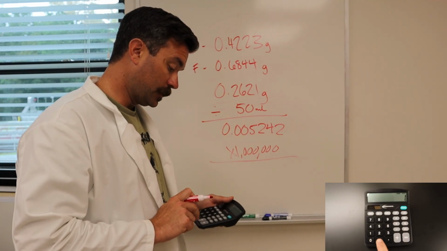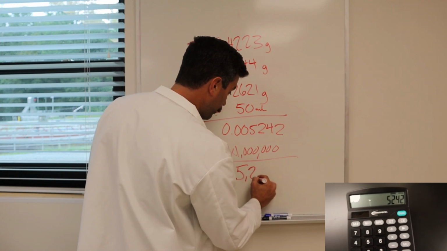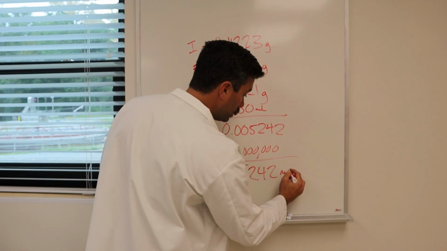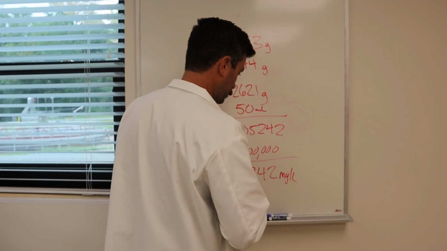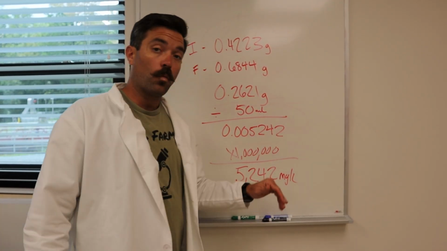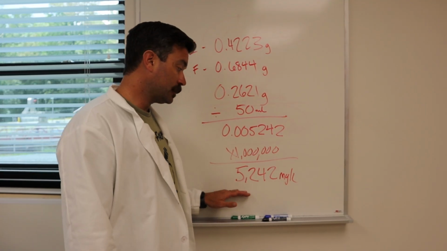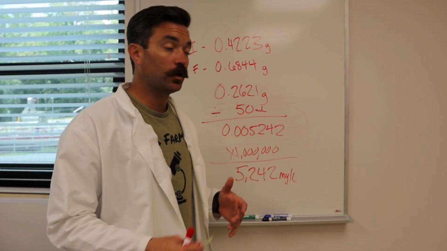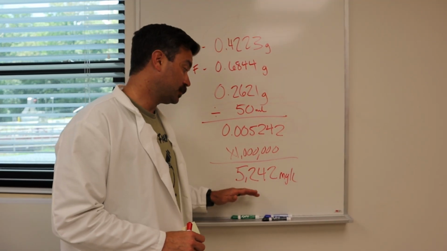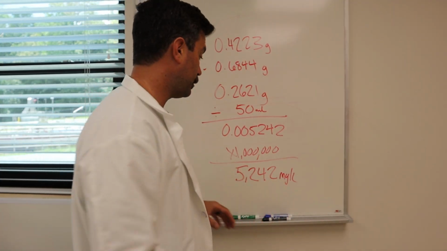And that's going to give us 5,242. Once you have multiplied it by 1,000,000, it gets you into 5,242 milligrams per liter. And that is what your mixed liquor concentration is going to be currently in the basin off of that one sample.